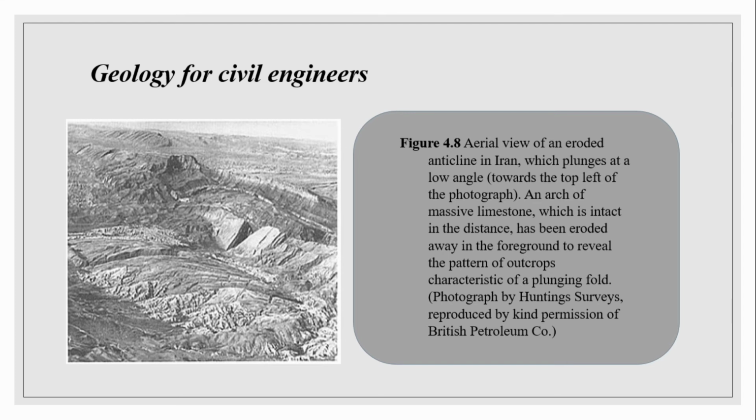Next, this shows an aerial image of an eroded anticline in Iran that plunges at a low angle towards the top left of the photograph. In the foreground, an arc of huge limestone that is still intact in the distance has been worn away to show the pattern of outcrops, characteristic of a plunging fold.